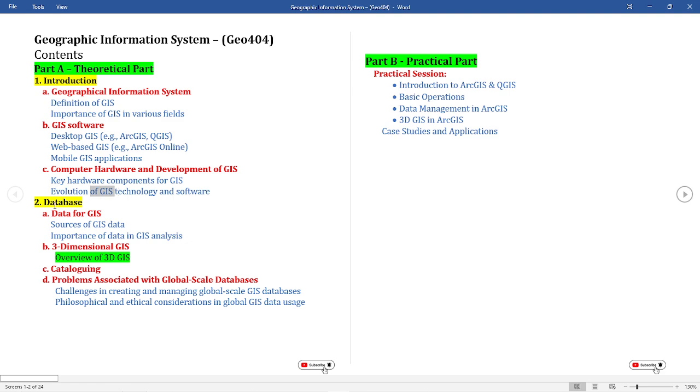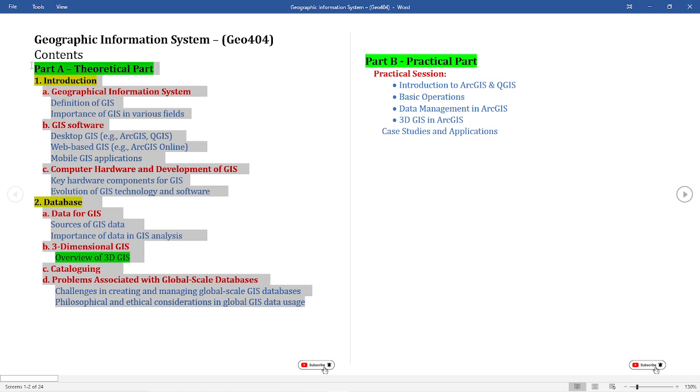In the second part of the theoretical, this is the database, it will talk about what type of data is used in GIS and what the importance and sources of GIS data are. The second section will talk about 3D GIS. The third section will talk about cataloging, and the fourth section will talk about the problems associated with global scale databases.